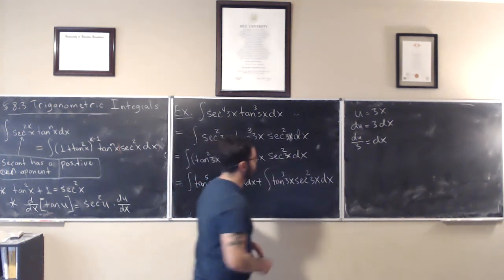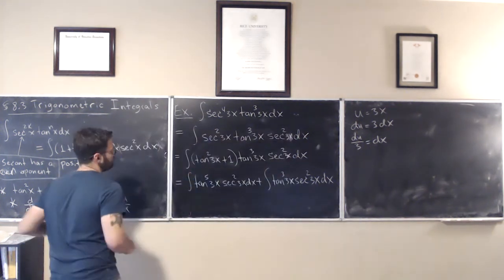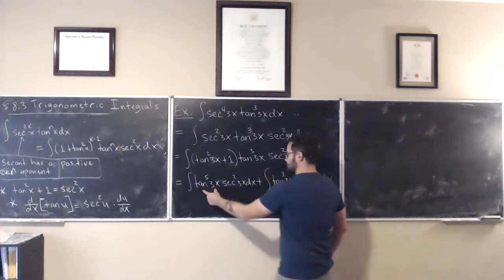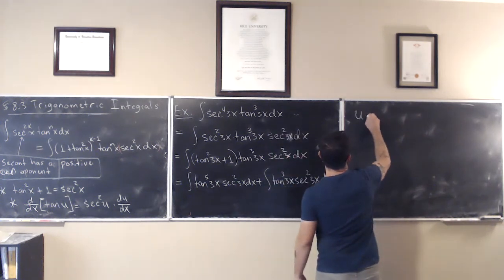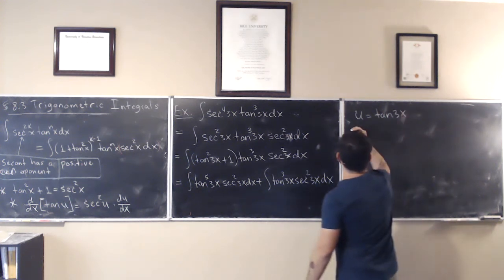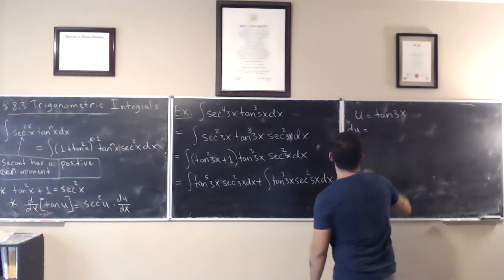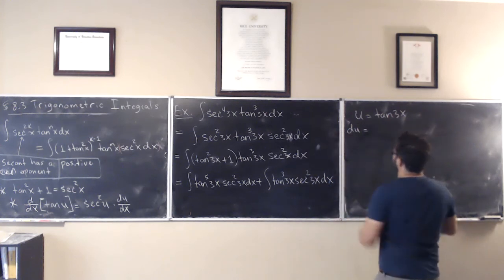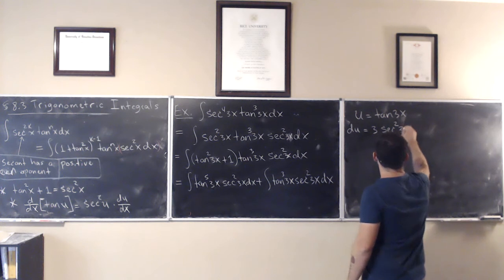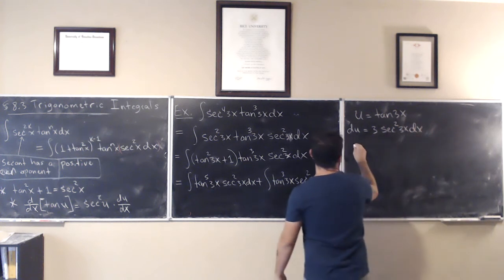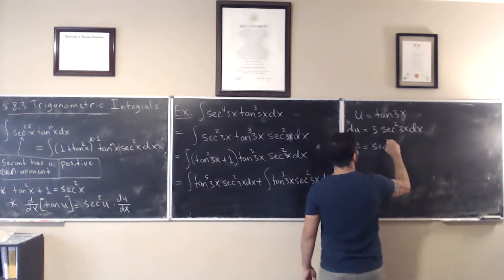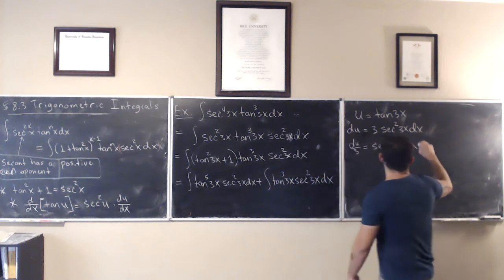No, that's not my u. That is definitely not my u. The whole point is to have the derivative of this thing for that thing. My u is tangent 3x. So then my du is going to be equal to derivative of the outside times the derivative of the inside. It's going to be 3 secant squared 3x dx, which means that du over 3 is equal to secant squared 3x dx.